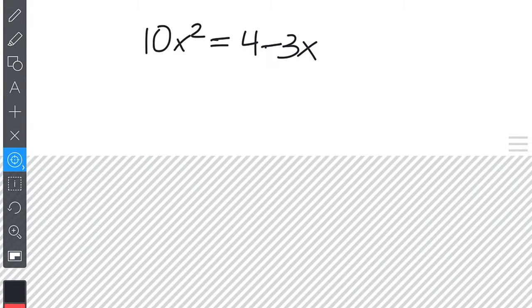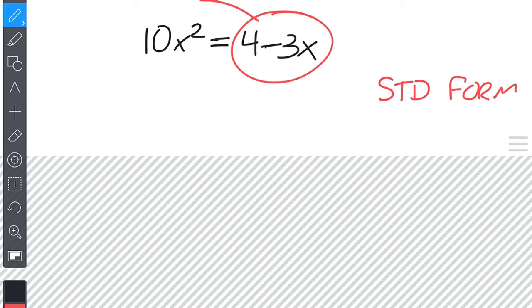Well, the first thing that we want is standard form. So make sure to have standard form, and the way to do that is I'm going to move all this to the other side, and I'm going to do so by taking the inverse. So when I rewrite, I get 10x squared plus 3x minus 4 equals 0.